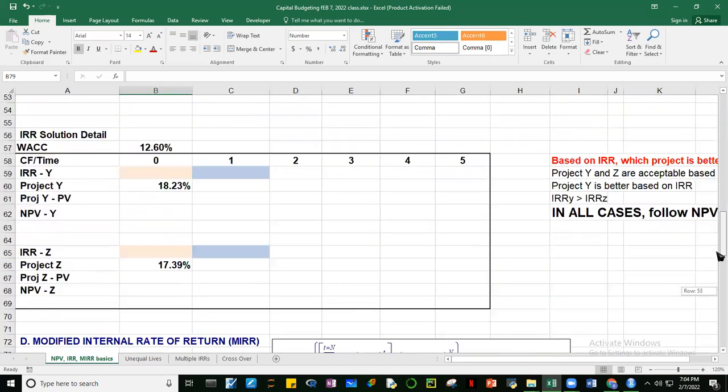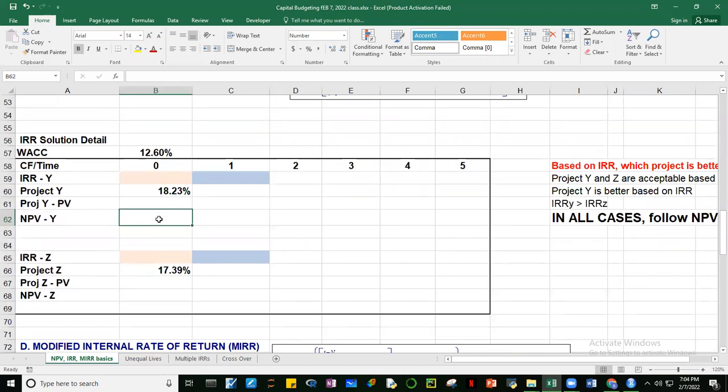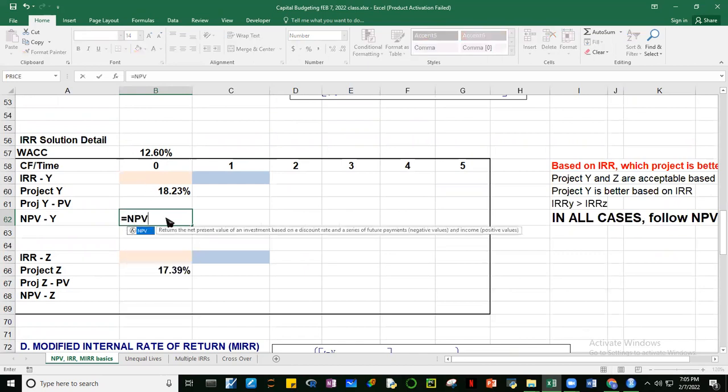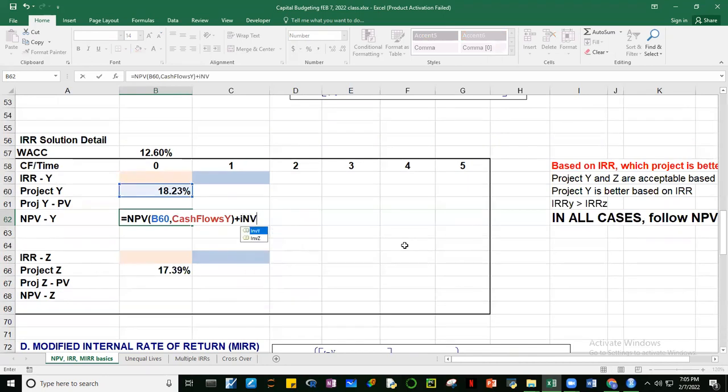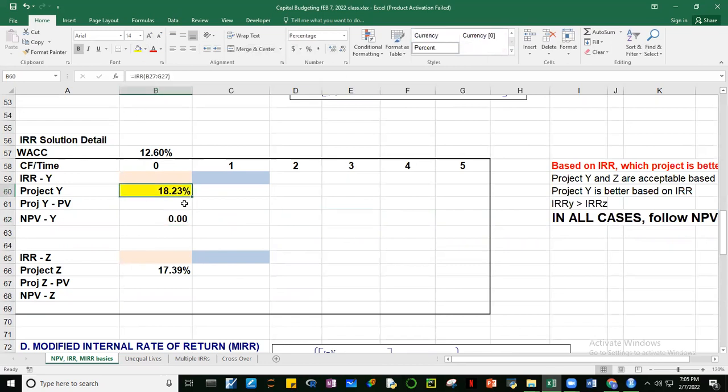Okay. So let's now compute for the. By the way, guys. How much is the NPV of Y at the IRR? So we can show this, NPV, rate natin, ito gagamitin natin, okay? Tapos ang values natin, di ba yung cash flows ni Y, hindi kasama yung initial investment, no? Okay. So NPV natin, using this IRR, and then yung cash flows ni Y plus the initial investment. Okay? So the NPV is 0. Di ba? Kasi that proves, guys, that the IRR is that rate of return where the net present value is equal to 0.